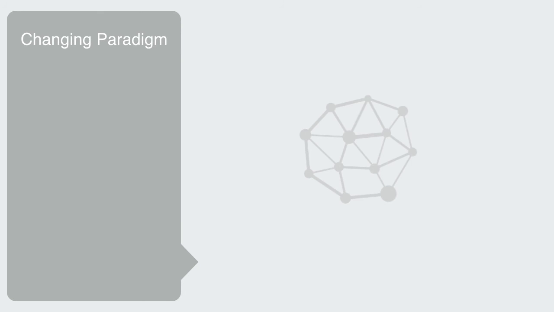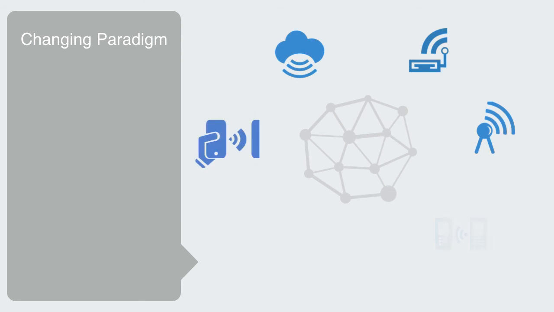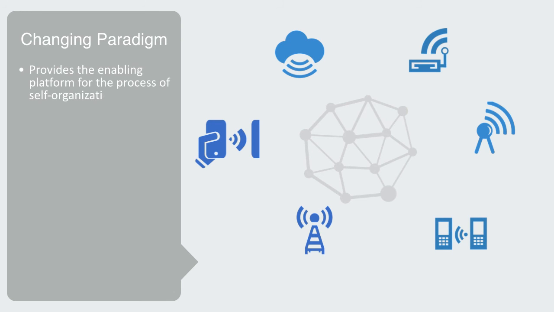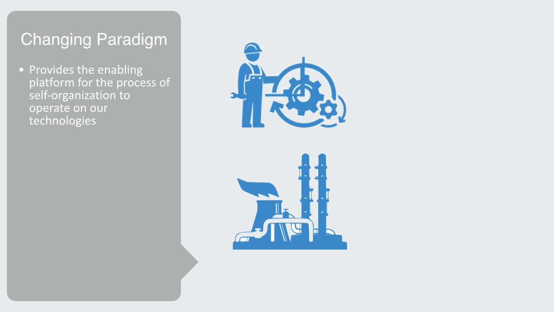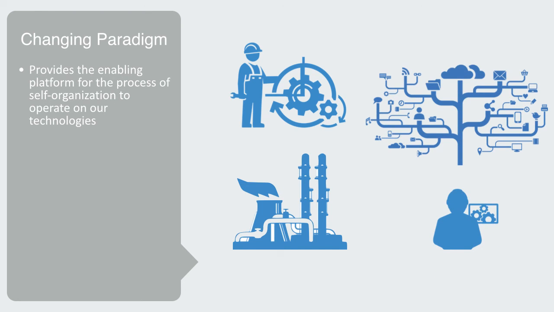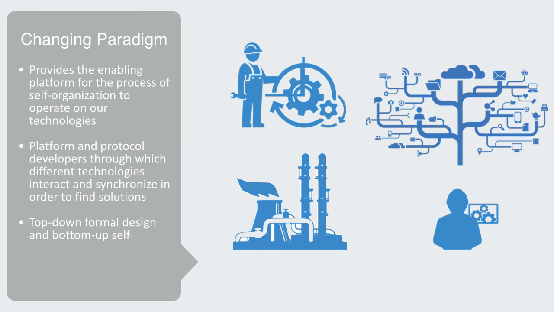Self-organizing technologies are a whole new paradigm in systems design. The IT, network-enabled technologies of the 21st century are increasingly distributed and adaptive. As we start to place embedded devices in all kinds of things and then network these things, this provides the enabling context for the process of self-organization to operate on our technologies. Meaning that our traditional industrial paradigm that technology needs to be fully designed and managed will likely be less dominant and have to share with a new model where designers and engineers are the platform and protocol developers through which different technologies interact and synchronize in order to find solutions. And as always, it is the interplay between the two, the top-down formal design and bottom-up self-organization, that creates the core constraint within these complex adaptive systems.